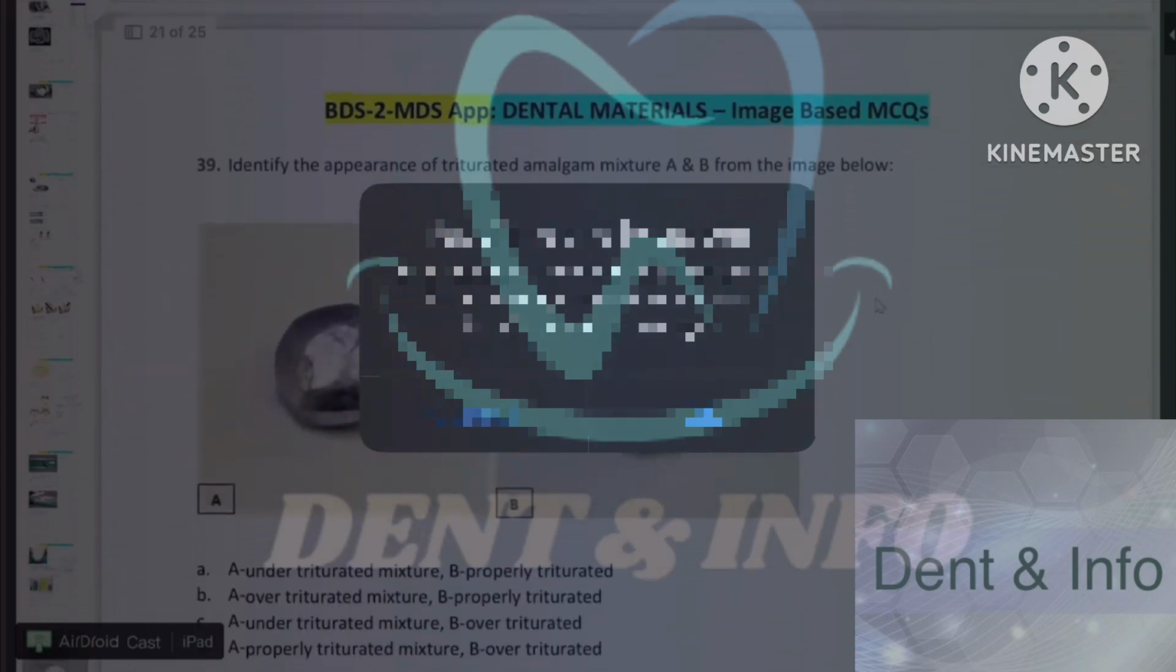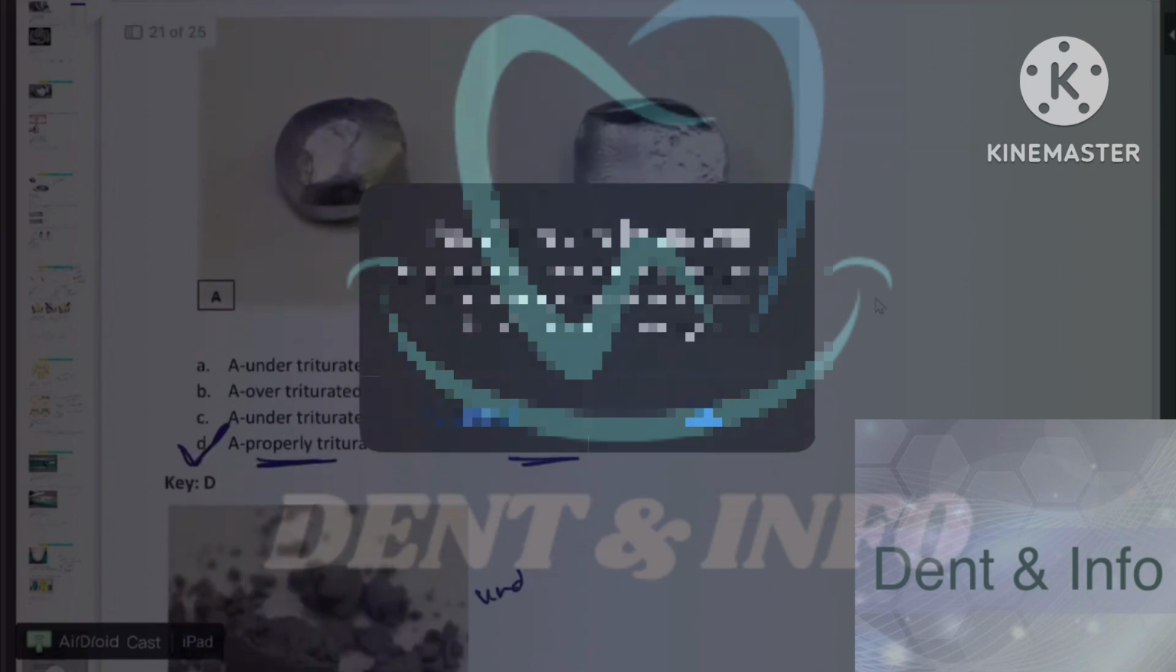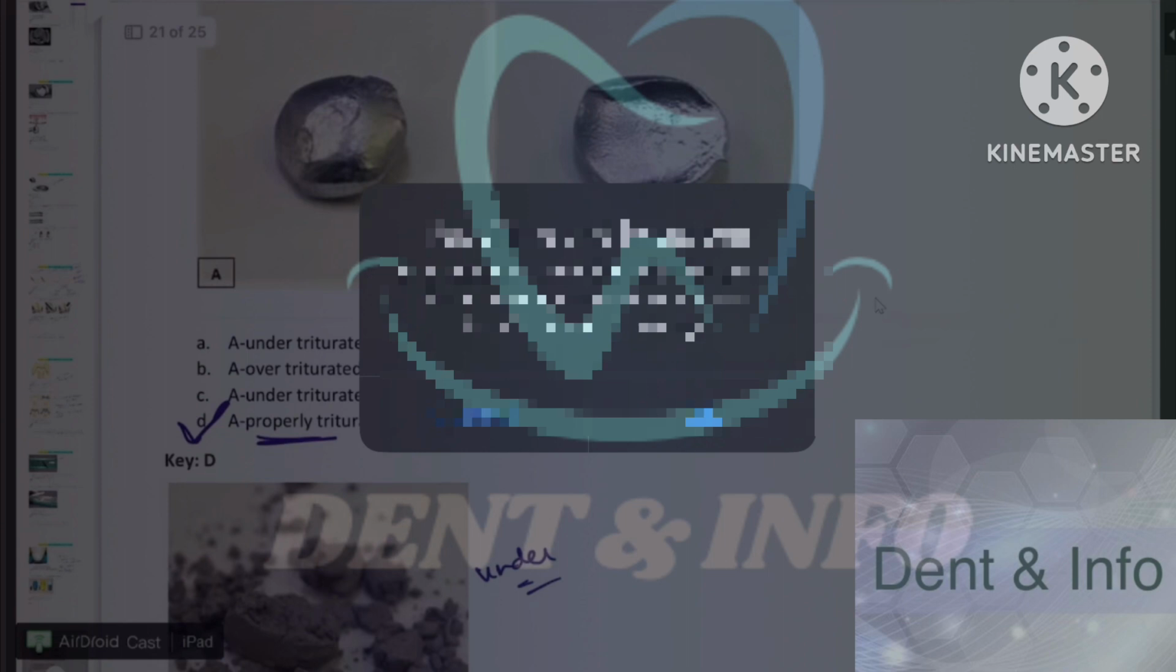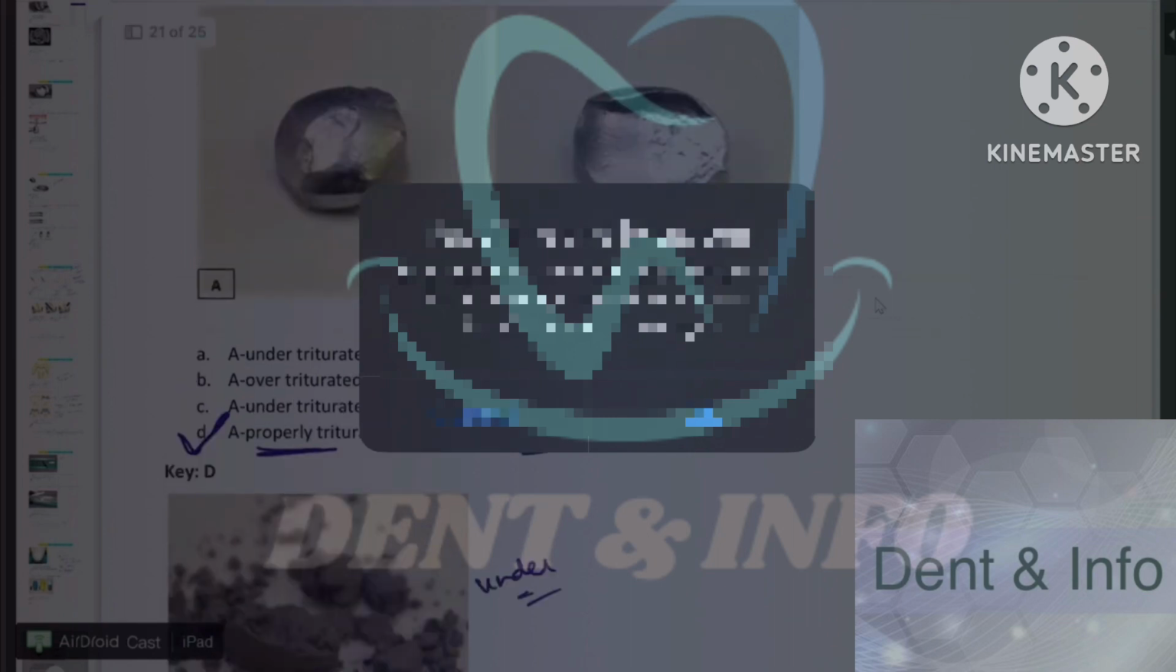Identify the appearance. See, this is the difference. This is properly triturated, this is over triturated, and this is under triturated. I have given you a good description. Under triturated is a dry, crumbly mass which keeps on breaking. It is dry, crumbly and dull mix. You cannot pack it. A normal mix you can make into a ball. The ball will not break. Both will have a shiny surface.